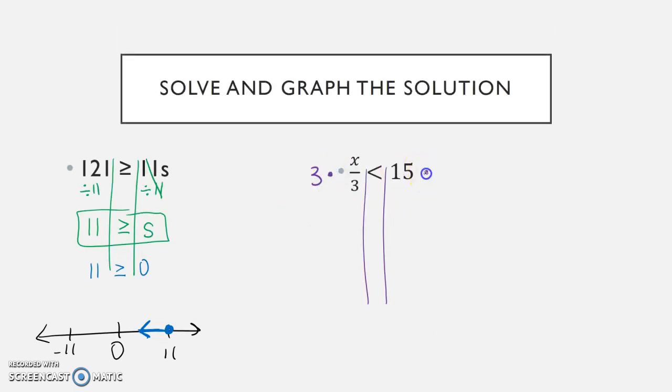And we're going to multiply both sides by 3. We can cancel our 3's out on the left. We've got x is less than 45. Again, we need to now put this on a number line.